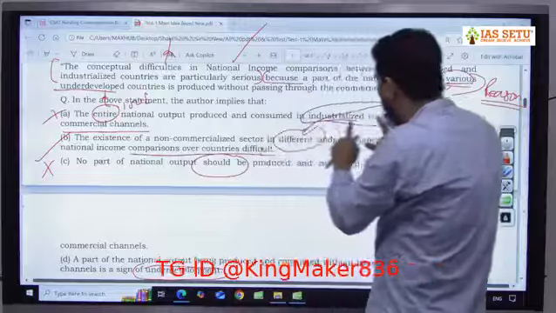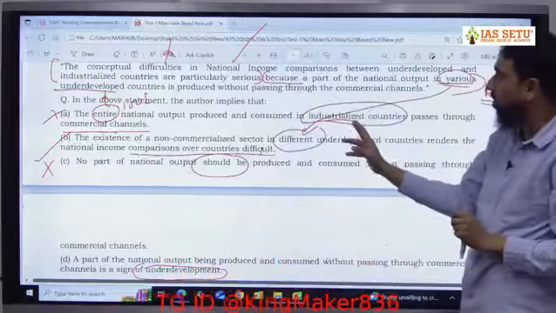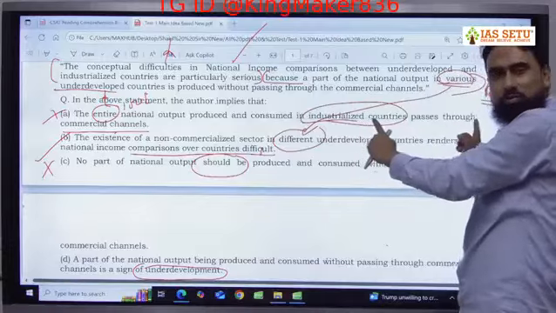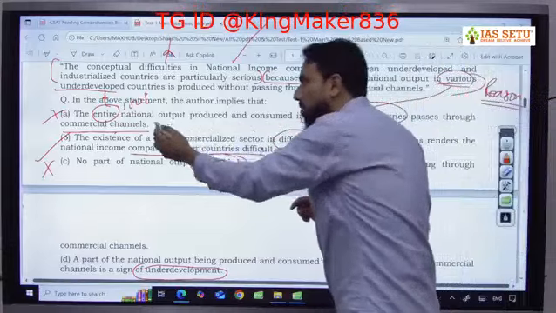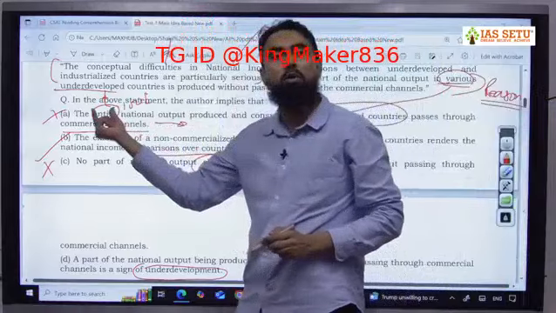But this point, passes through commercial channels, now we do not know because the difficulty is missed out from this option. So the major point is this: what this option says, it misses out the main point. This gives us a point of doubt.